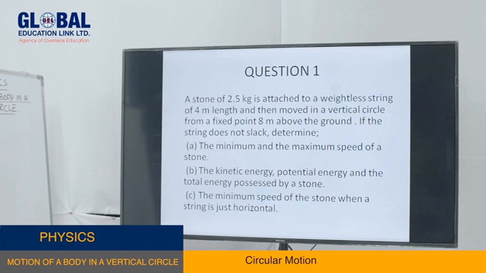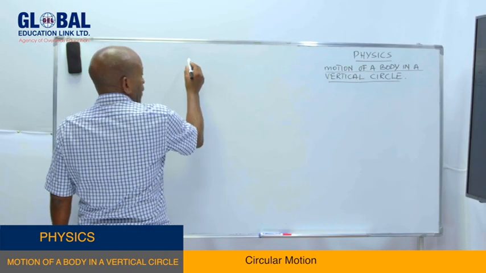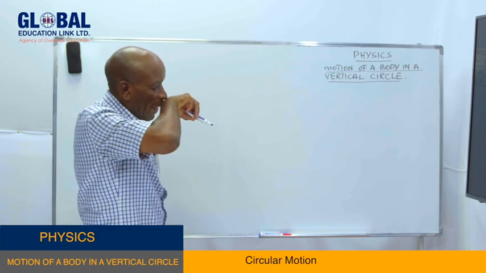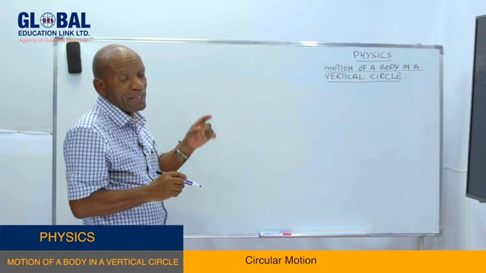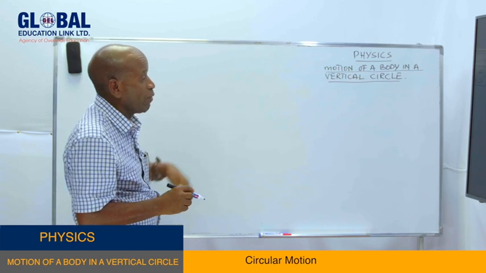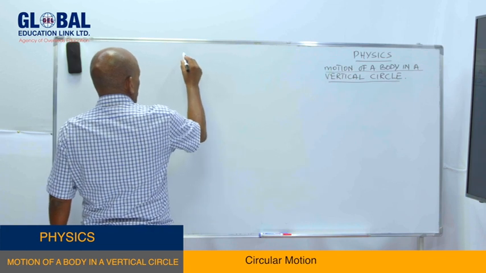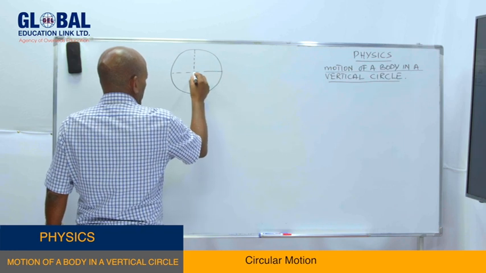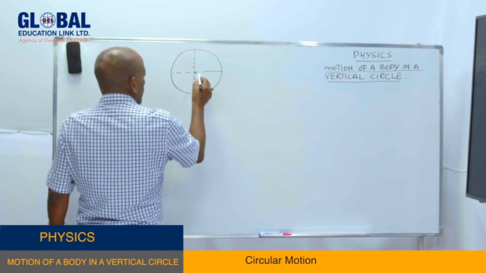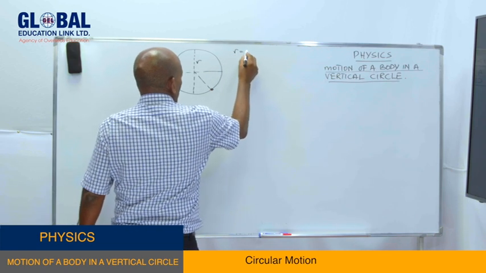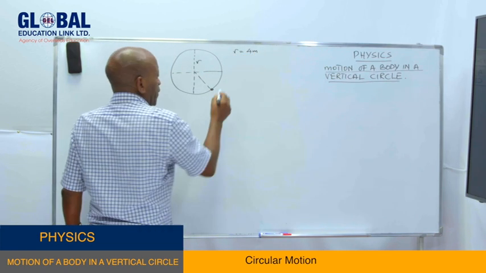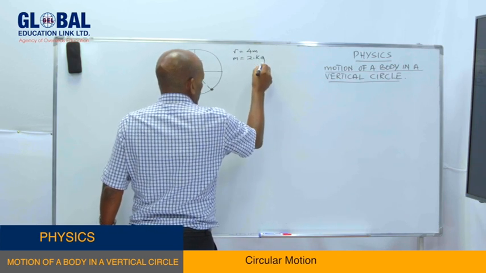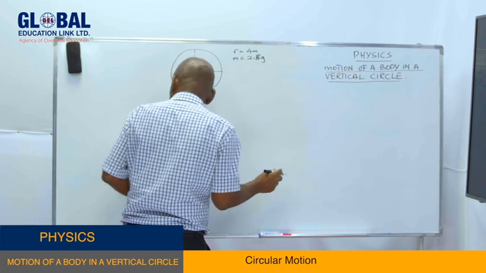That is our question. So we have a stone attached to a weightless string and moved in a vertical circle. If the string is 4 meters long, then the radius of the vertical circle is 4 meters. So we could have a simple sketch of that particular stone, whose radius r is 4 meters, and the mass of the stone is 2.5 kilogram.